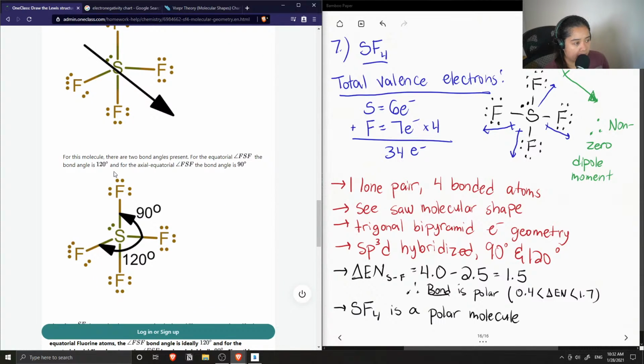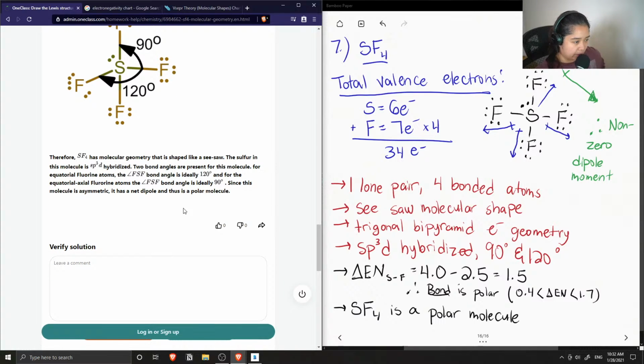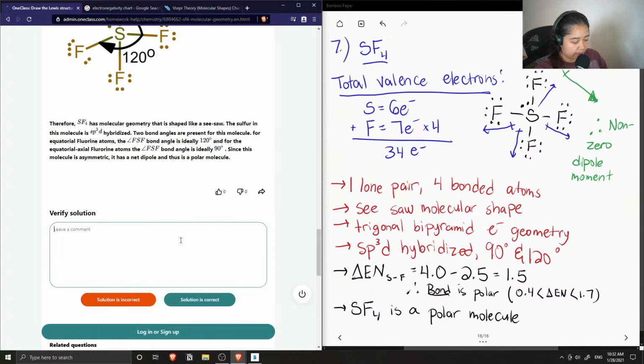For this molecule, there are 2 bond angles present. For the equatorial fluorine-sulfur-fluorine bond, it's 120. Okay, so they showed that here. And for the axial equatorial fluorine-sulfur-fluorine, the bond angle is 90 degrees. So therefore, it has a seesaw molecular geometry. The sulfur is sp3d hybridized. 2 bond angles are 120 and 90 degrees. And since it's asymmetric, it has a net dipole, and thus it is a polar molecule. Yep, so this solution is correct.